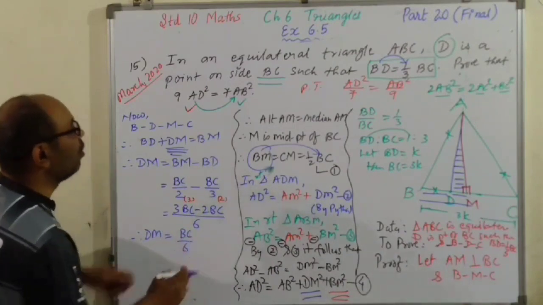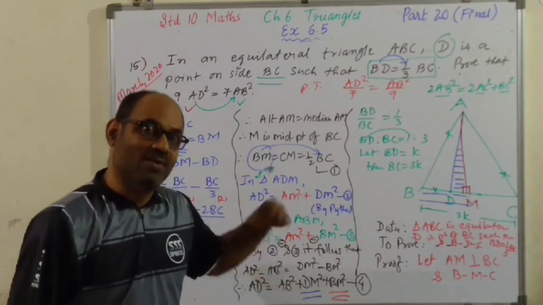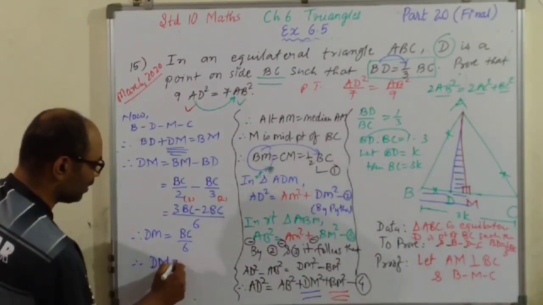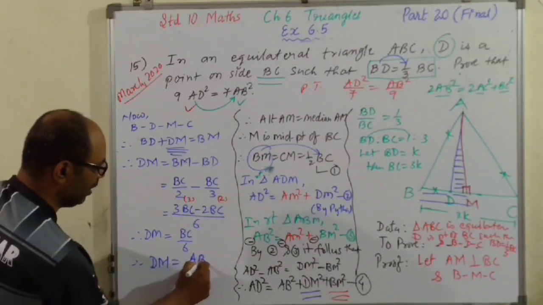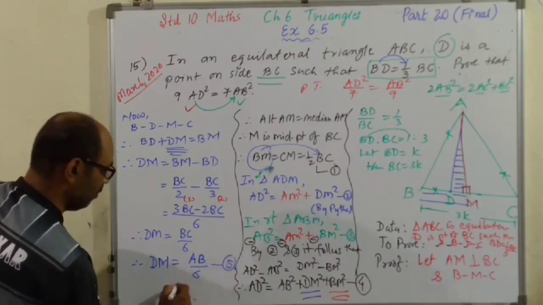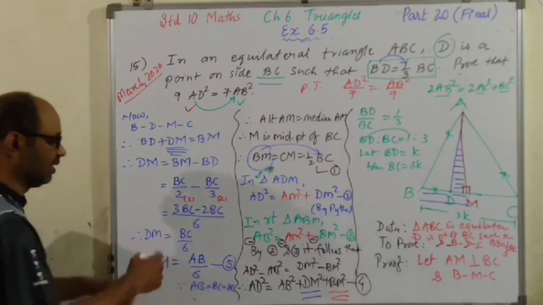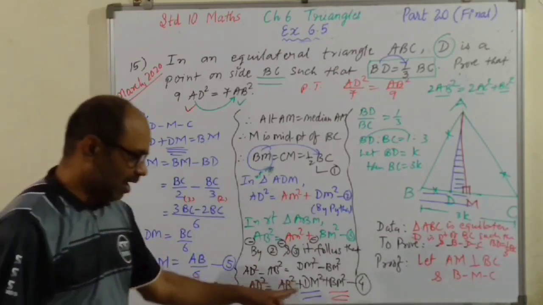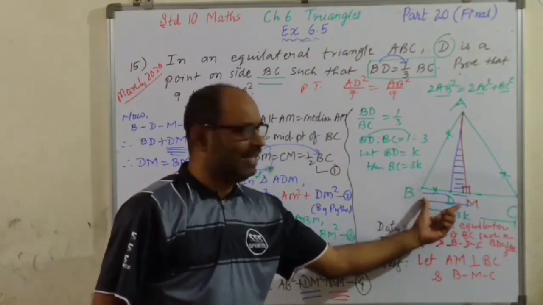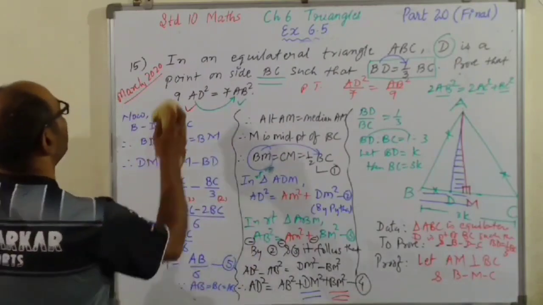Not this. I don't want BC, I want AB. But triangle is equilateral, BC equal to AB equal to AC. So therefore, DM is equal to AB by 6. Result 5. Because AB equal to BC equal to AC. That is the reason. So इसका मिला, अब BM का चाहिए. BM का डायरेक्ट मिलने वाला है. We can get it quickly. For that I'll have to erase this part.